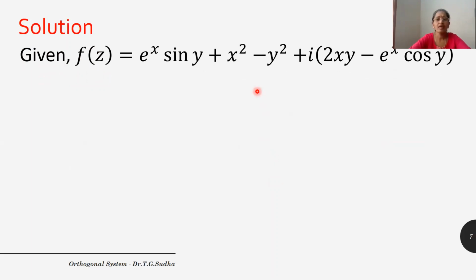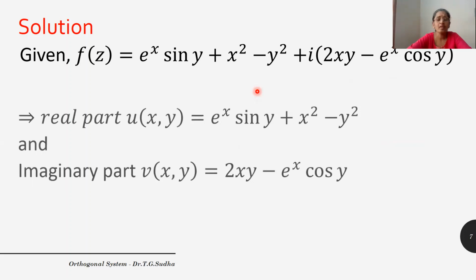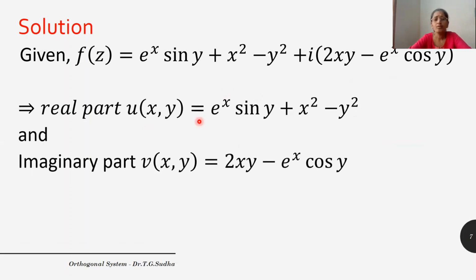So this is the given function f(z). Let us extract the real and the imaginary parts here. The real part u = e^x sin y + x² - y², and the imaginary part v = 2xy - e^x cos y.